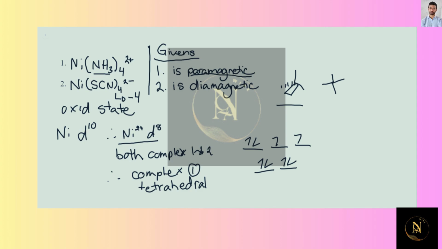Therefore, complex 2 must be square planar, but in order to prove this, we can also look at the splitting pattern for a square planar complex, which is the following. So again, if we plug in 8 electrons into this splitting pattern, we can see that this is indeed a diamagnetic species, and therefore complex 2 is square planar.